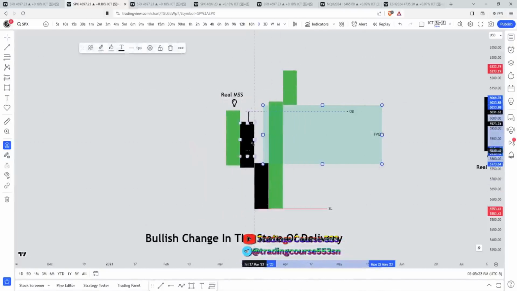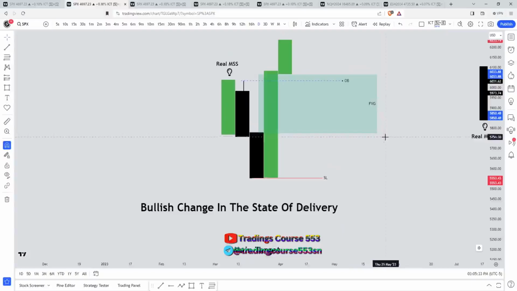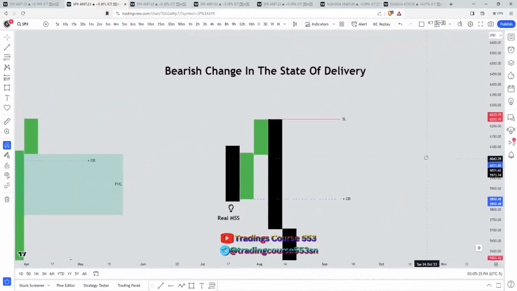So this is my focus, the close over these 2 down close candles. Now, what if there were 3 down close candles here? Then I'd mark out the highest point of the 3. What if there's 1? I'd mark out the highest point of the 1. So we're going to dive into the bearish example now.